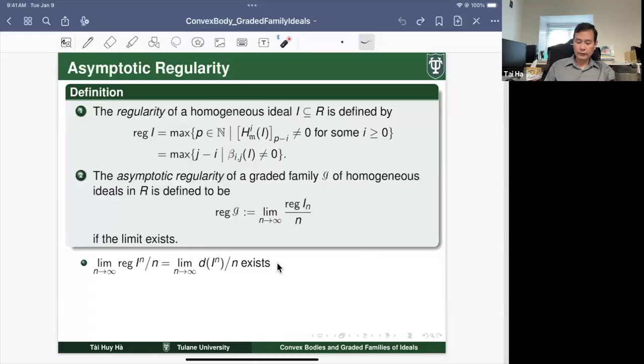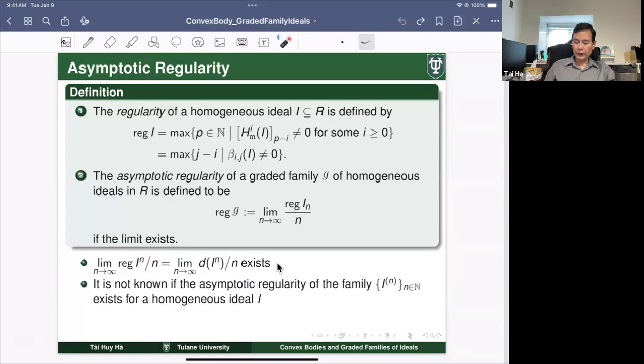So for the family of ordinary powers, it is known that this limit exists. And in fact, it's already known that the regularity of I to the n is asymptotically a linear function. So when you take the limit of this regularity over n, you just pick out the first coefficient of that linear function. It is also known that that limit is the same as the limit of the maximal generating degree of I to the n over n.